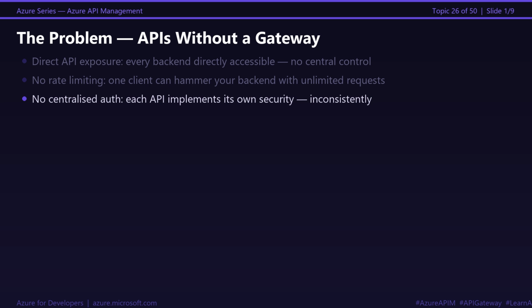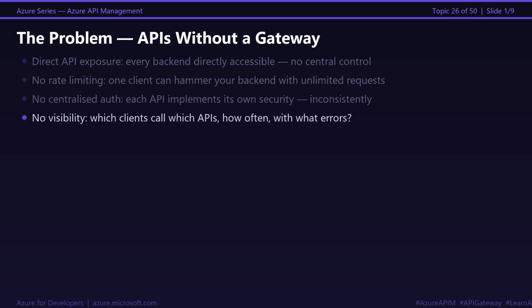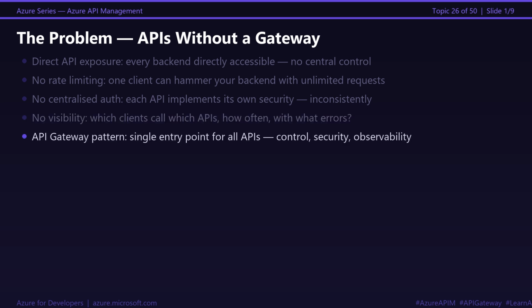It sits in front of all your APIs as a single gateway. Clients call APIM. APIM calls your backend. Authentication, rate limiting, logging, transformation, all handled by the gateway. Your backends see clean, validated, rate limited traffic. No changes to the backend code.